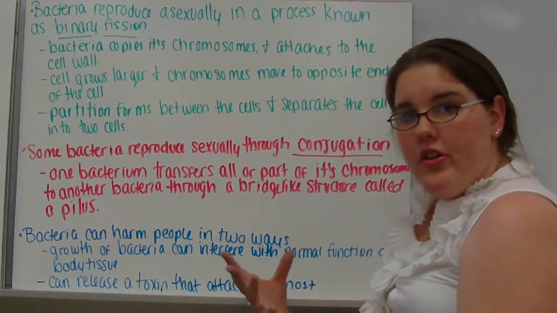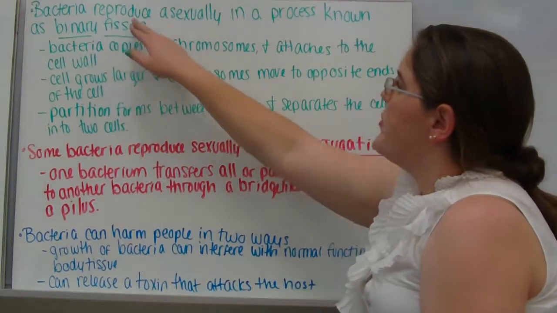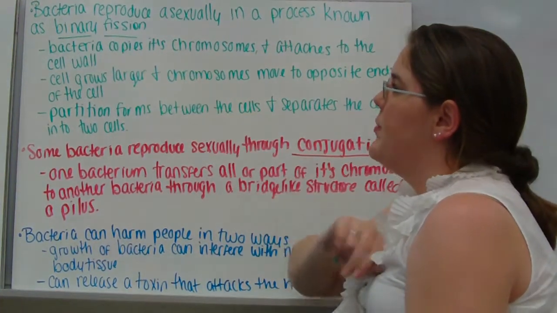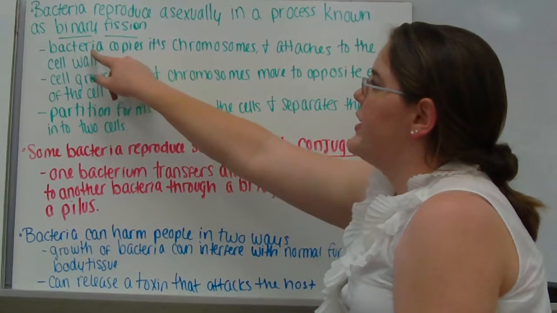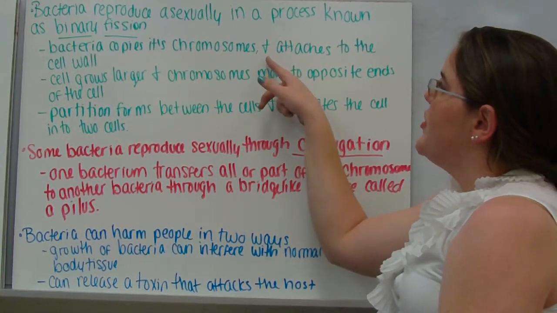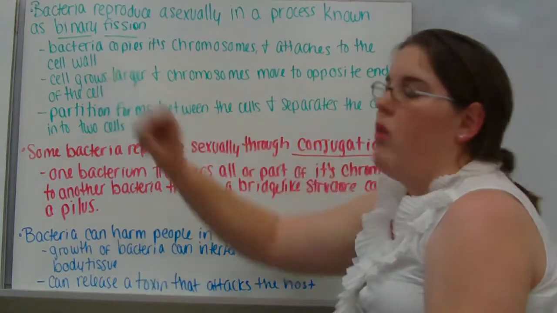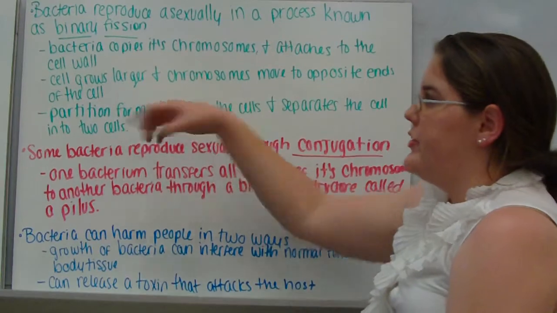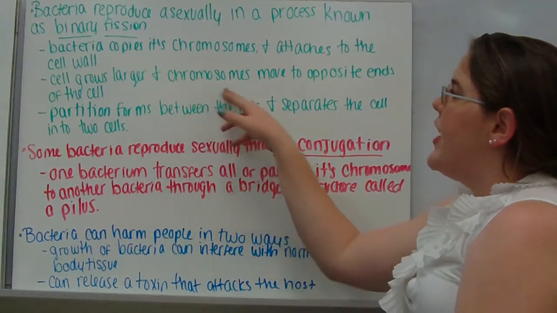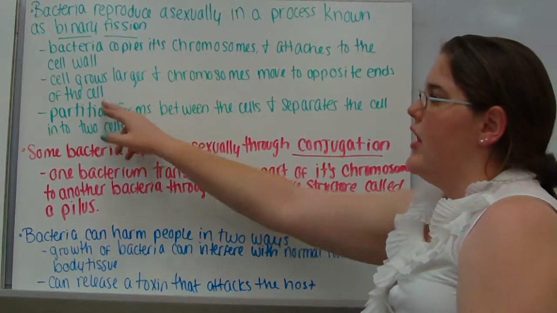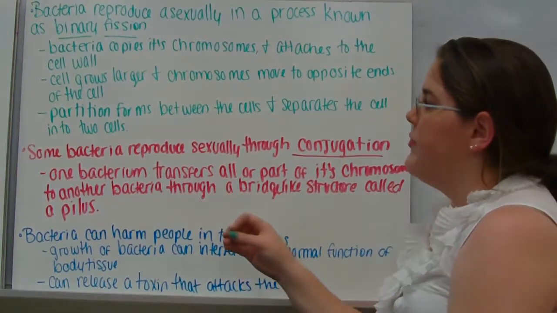Now, how do bacteria reproduce? Bacteria reproduce asexually in a process known as binary fission. How this works is that bacteria are going to make copies of their chromosomes, and those copies are going to attach to the cell wall of the bacteria. Once that happens, the cell is going to continuously grow larger and larger, and finally that's going to cause the chromosomes to move to opposite ends of that bacterial cell.